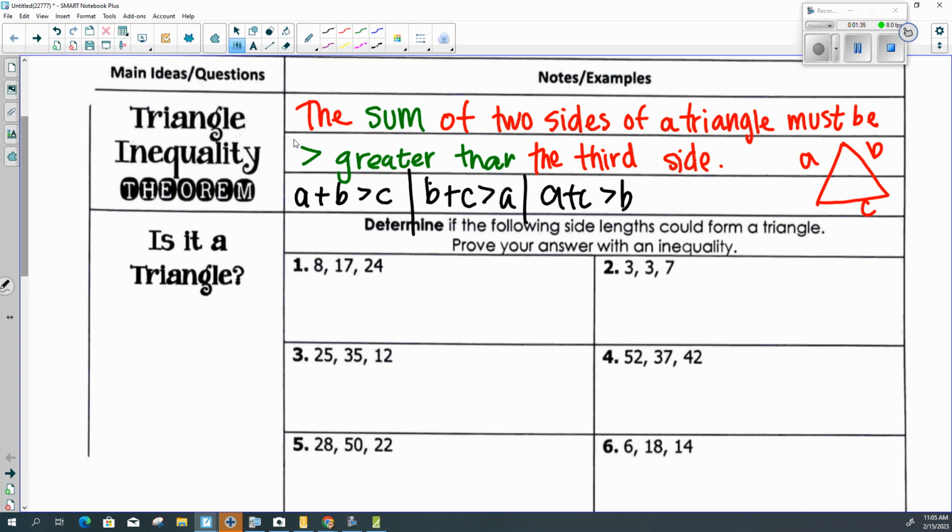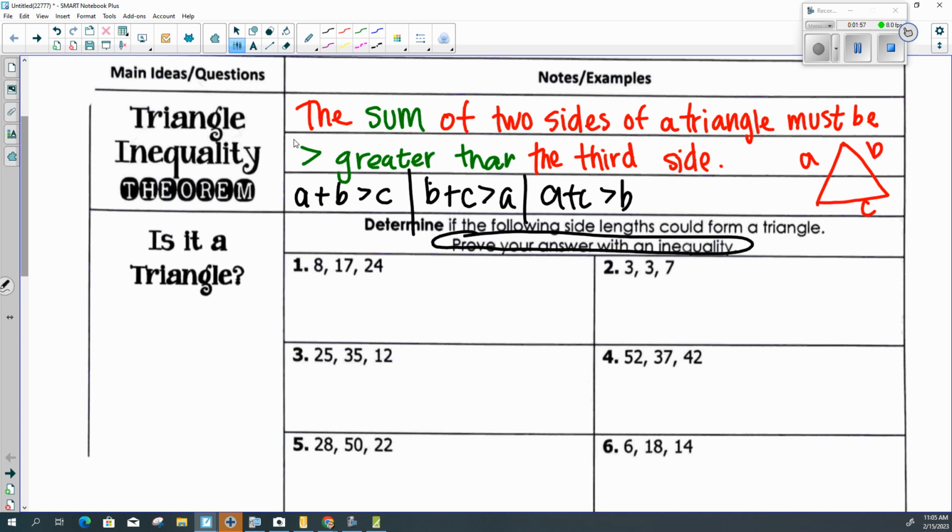Okay, it's a lot easier in math when we stop talking about the definitions and we start doing examples, right? So these questions are saying, determine if the following side lengths could form a triangle, and then it says specifically to prove your answer with an inequality. So do you think it makes sense to do all three of these equations?